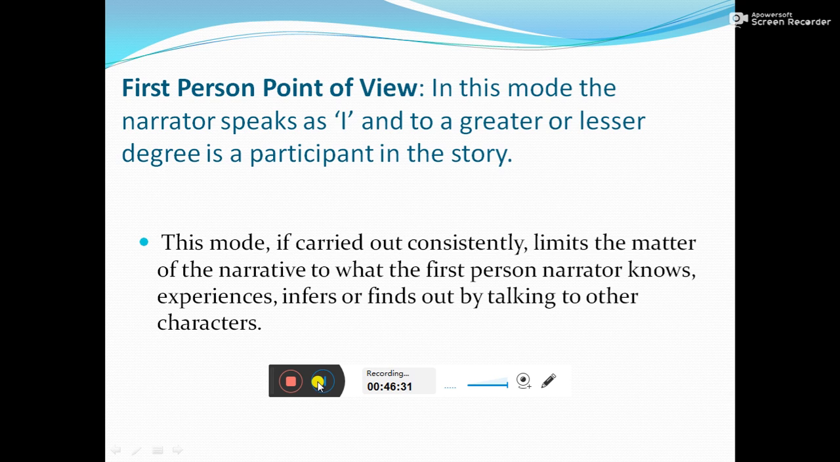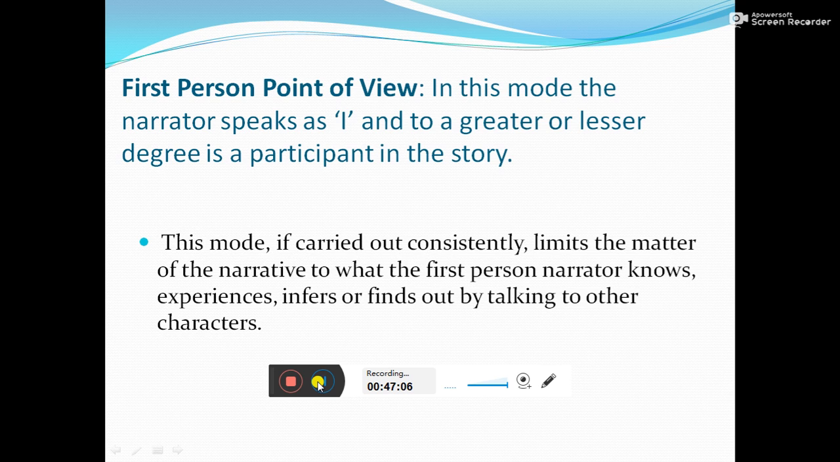The next point of view is the first person point of view. The narrator calls himself "I" in the novel. In this mode, the narrator speaks as "I" and to a greater or lesser degree is a participant in the story. Here, the narrator is also a character, either major or minor, in the novel. Therefore, he or she is a participant in the story.